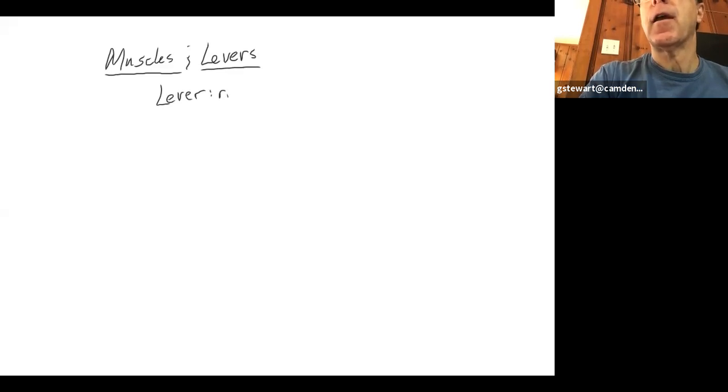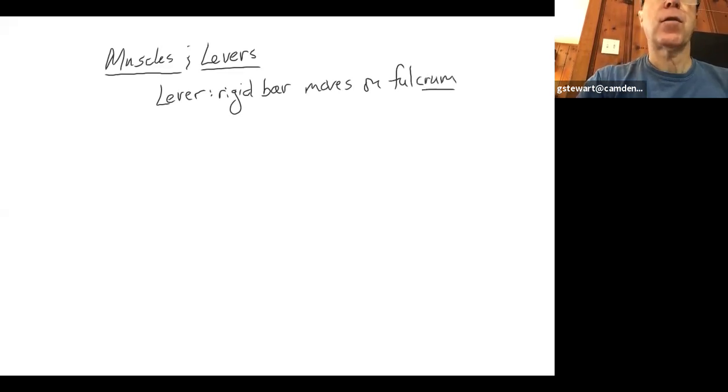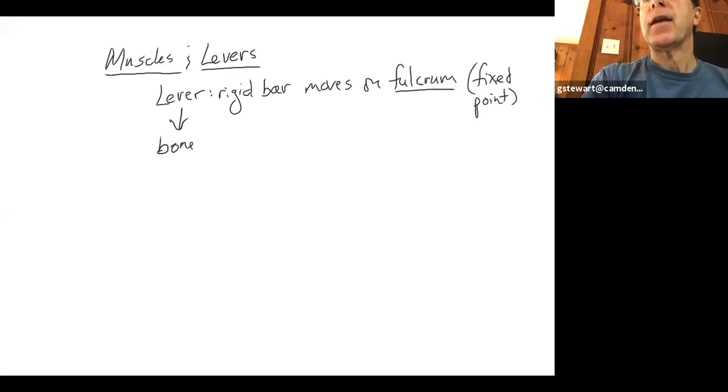A lever is just a rigid bar that moves on a fulcrum. A fulcrum is just a fixed point. In human anatomy and physiology, the lever is always a bone, and the fixed point is typically a joint. Not always, but it's usually at a joint.